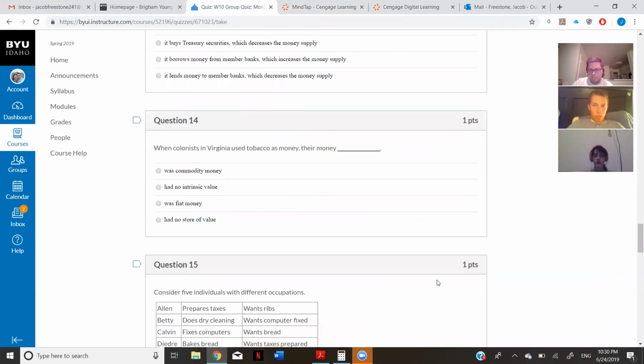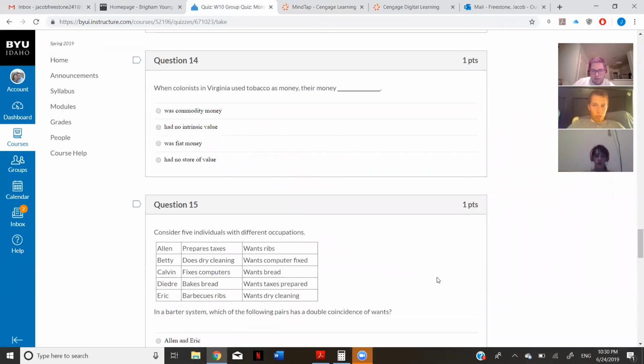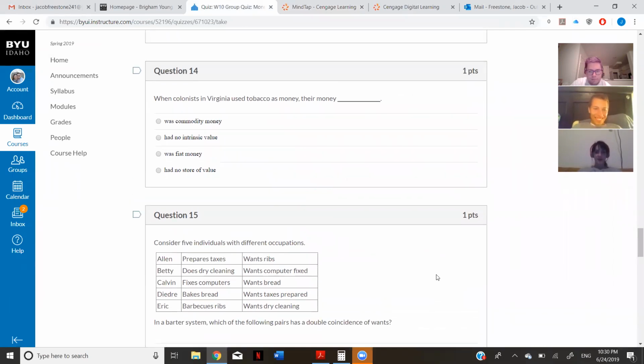Are we good? Yep. I'm gonna assume Tanner's okay because I can't hear him. There he goes. When colonists in Virginia used, what's that? Yep. Okay, I'm just gonna keep going. You can hear me, Tanner, so just keep going. Question 14, when colonists in Virginia, what? Okay, just don't talk anymore, Tanner.